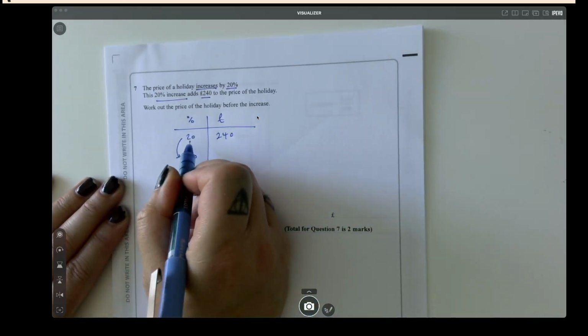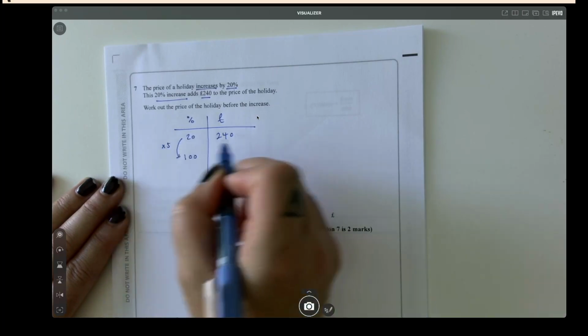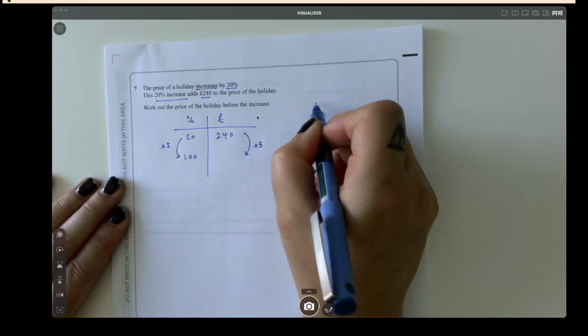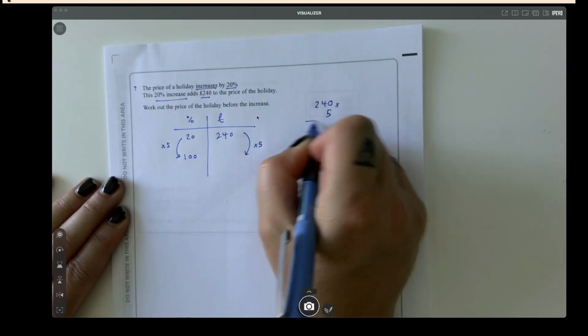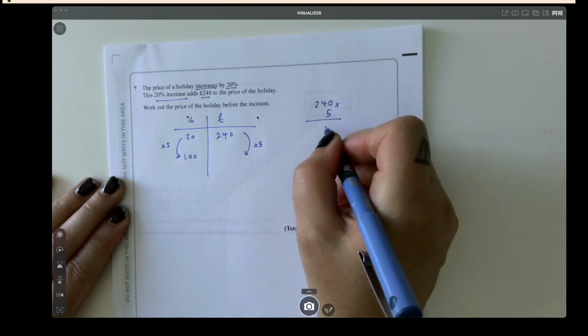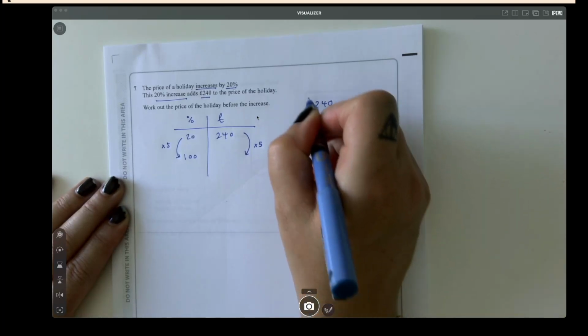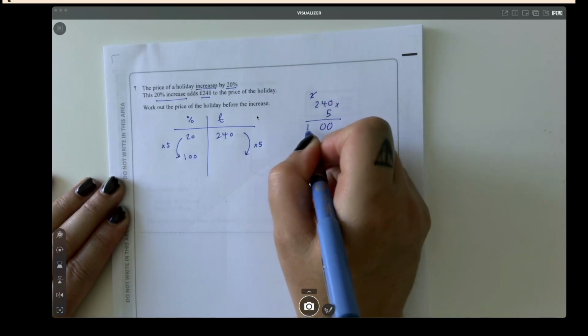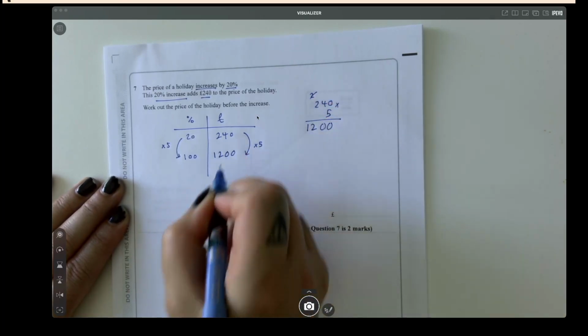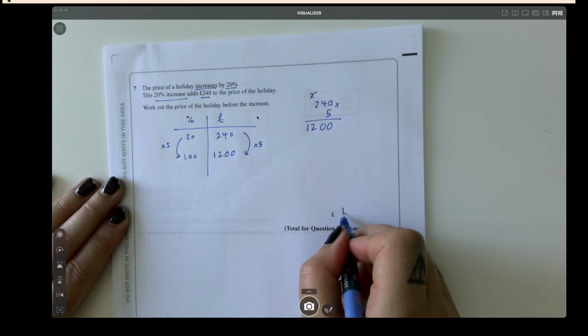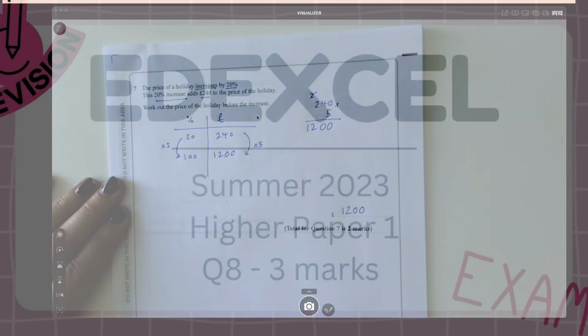Well, 100 divided by 20 is 5, so if I multiply by 5, that will tell me the original price of the holiday. So 5 multiplied by 0, 5 multiplied by 4, 5 multiplied by 2. So the price of the holiday before the increase was £1,200.